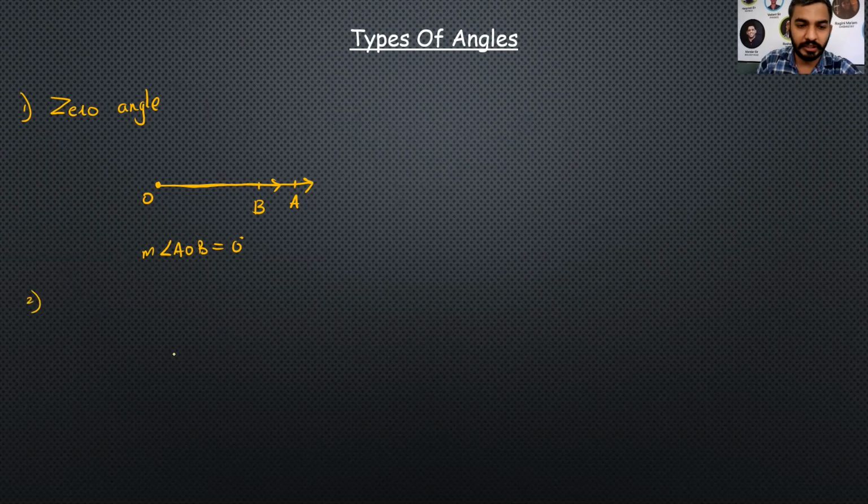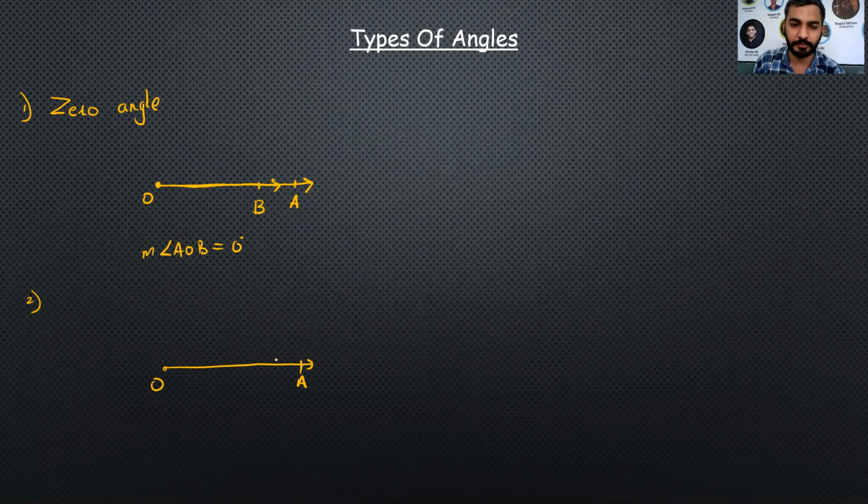What if I rotate this arm? Let me show you. This is my ray OA and this is my ray OB. If I rotate this completely and it comes back again to the same position, the diagram for zero angle and the second, which I have not named yet, will be the same. But what is the difference? It is taking one complete rotation. So it is called one rotation angle.